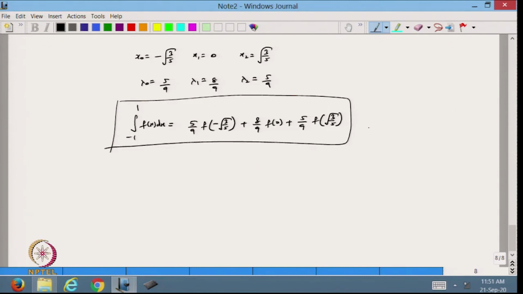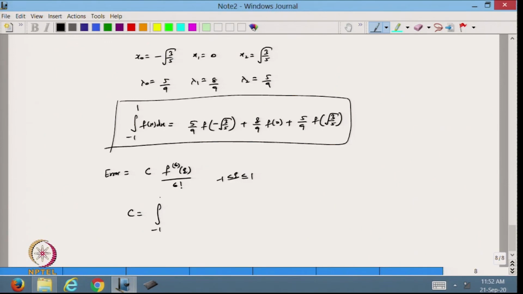So, from here if I want to find the error associated with this one, because from here I am able to find that this method is giving exact result up to polynomials of degree 5, the error term in this case will be what? So, this will be equal to C times f, of course, the 6th derivative, by 6 factorial, where this xi will lie between minus 1 and 1, that I know. So, this C I want to find. So, C will be what?